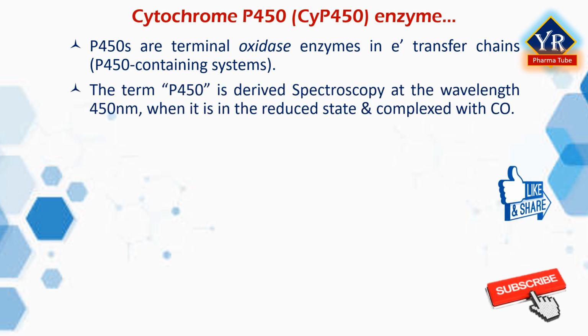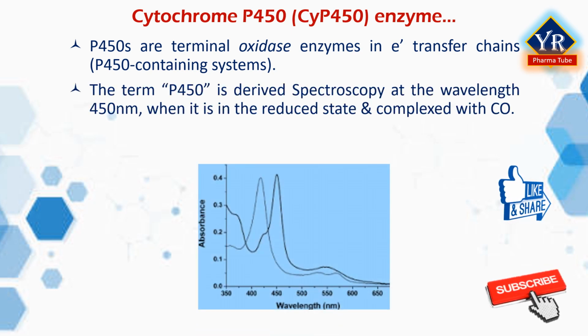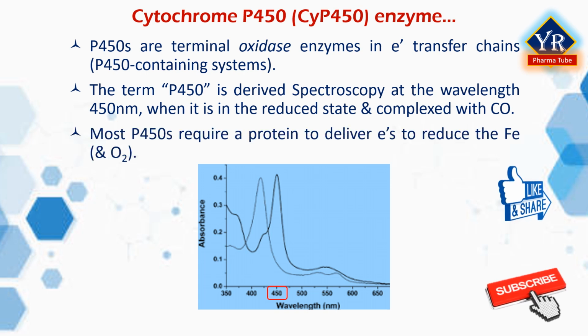The term P450 is derived from the spectrophotometric peak at the wavelength of the absorption maximum of the enzyme at 450 nanometers when it is in the reduced state and complexed with carbon monoxide. Most P450s require a protein partner to deliver one or more electrons to reduce the iron and eventually molecular oxygen.